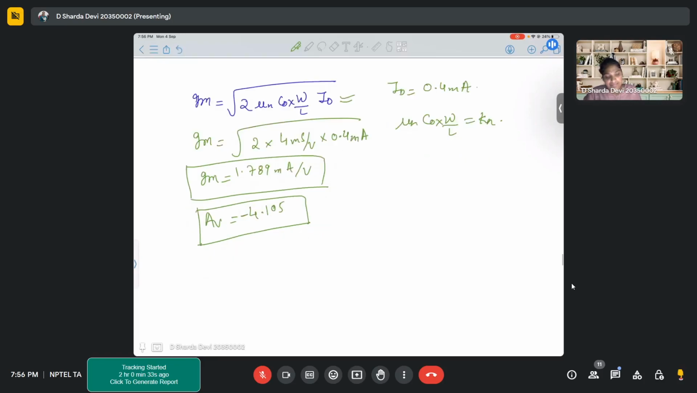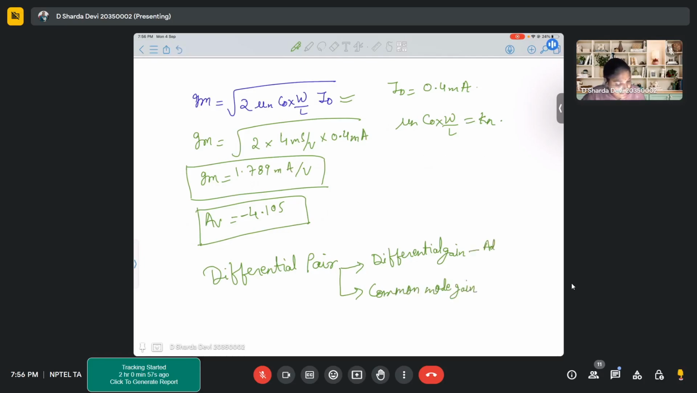So there's another thing. When we talk about differential pair, as we said, we have both differential gain and common mode gain.